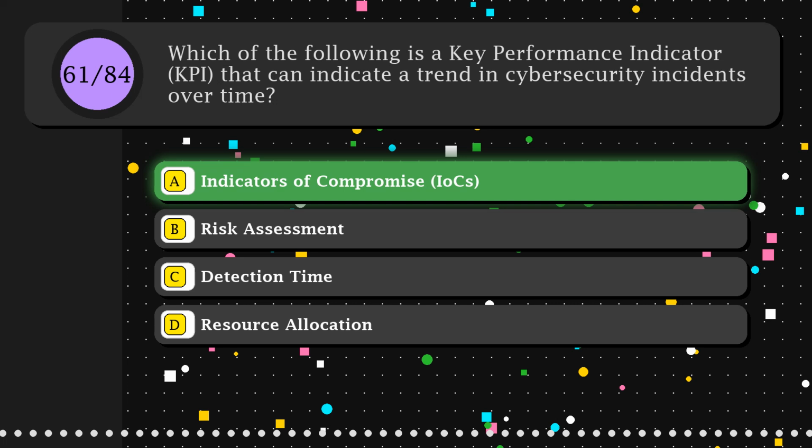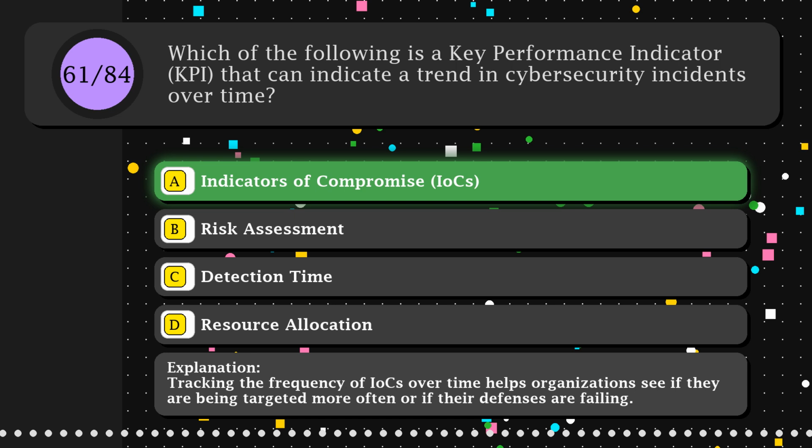The correct answer is option A. Indicators of compromise, IOCs. Tracking the frequency of IOCs over time helps organizations see if they are being targeted more often or if their defenses are failing.